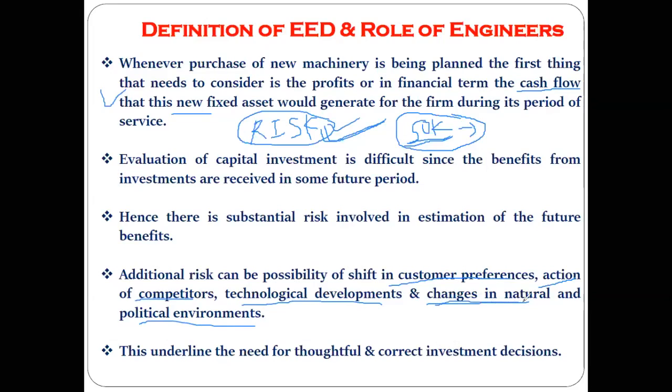Environmental change in the natural or the environmental condition. Understood? Now you can see the number of businesses are stopped, are not in working condition. So different kinds of risk are attached with each particular kind of business. Understood? And when you are taking the decision, you have to take a thoughtful and correct investment decision so that your risk will get minimized.